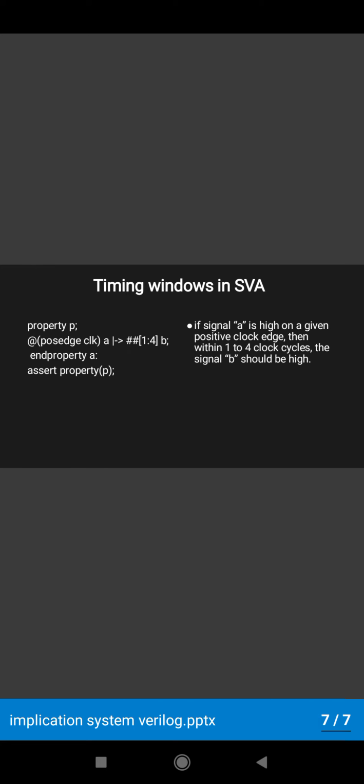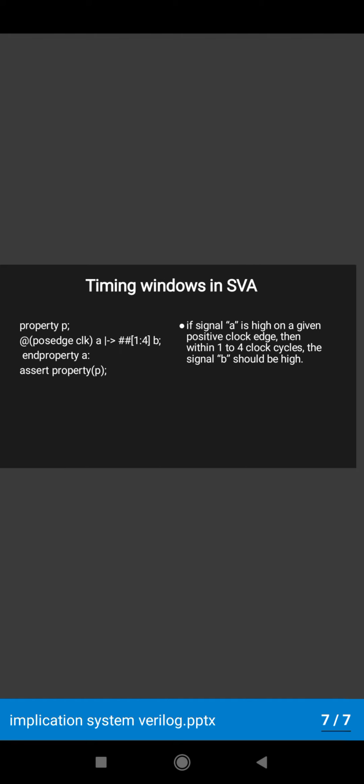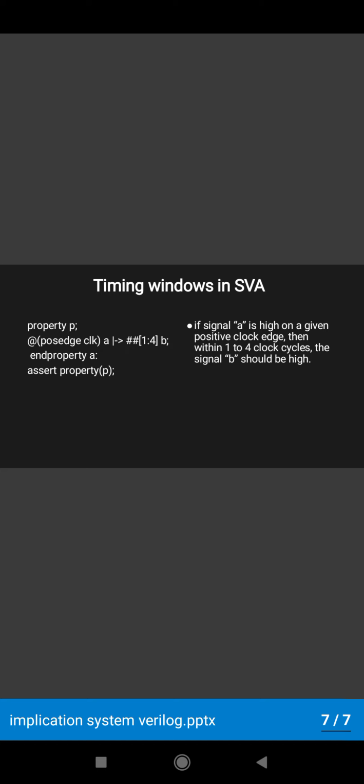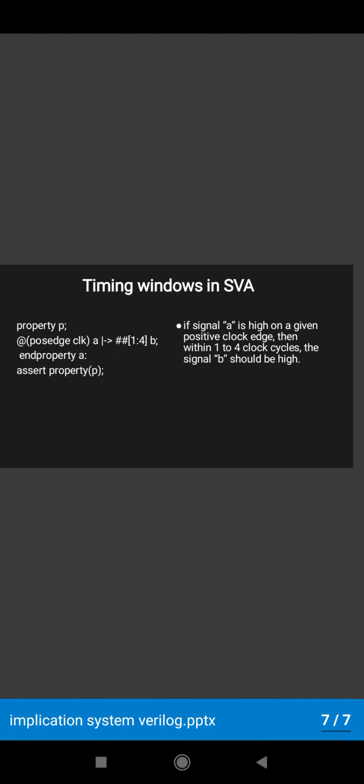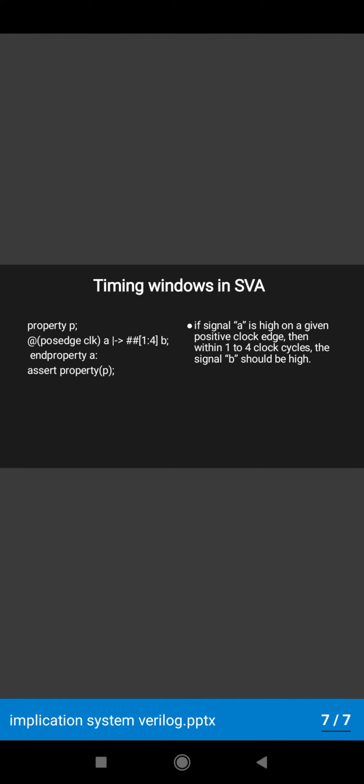Then the next concept is the timing window in SVA. We have given a timing window, A hash 1:4 B. It means that if signal A is high on a given positive clock edge, then within 1 to 4 clock cycles the signal B should be high. This is called a timing window because we have now given a window of 1 to 4 clock cycles. So if signal A is high on a given clock edge, then within 1 to 4 clock cycles the signal B should also be high.